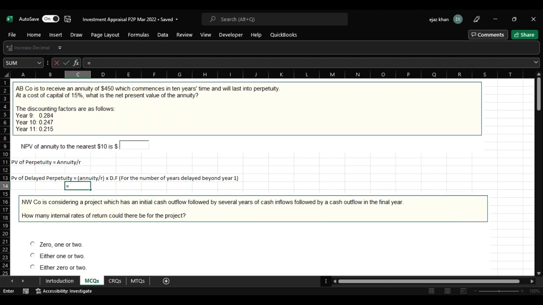Okay, so the formula will be 450 divided by the cost of capital, which is 15%. This will be the answer in case it starts from year 1. Since it's starting from year 10, there's a 9 years delay, so I'll multiply it with 0.284, the 9 years discount factor, and the NPV of the annuity to the nearest $10. It says $10. So nearest $10 is $8.50. So that's the answer. Is that clear?